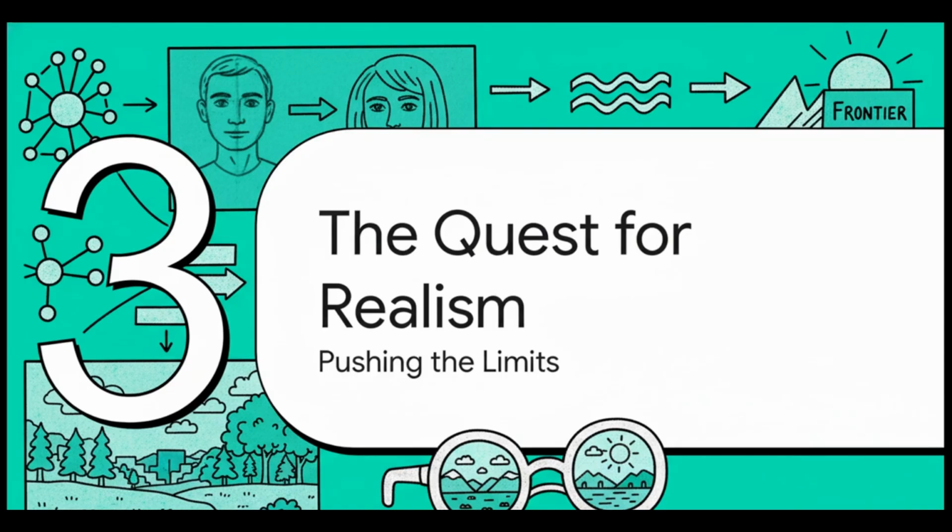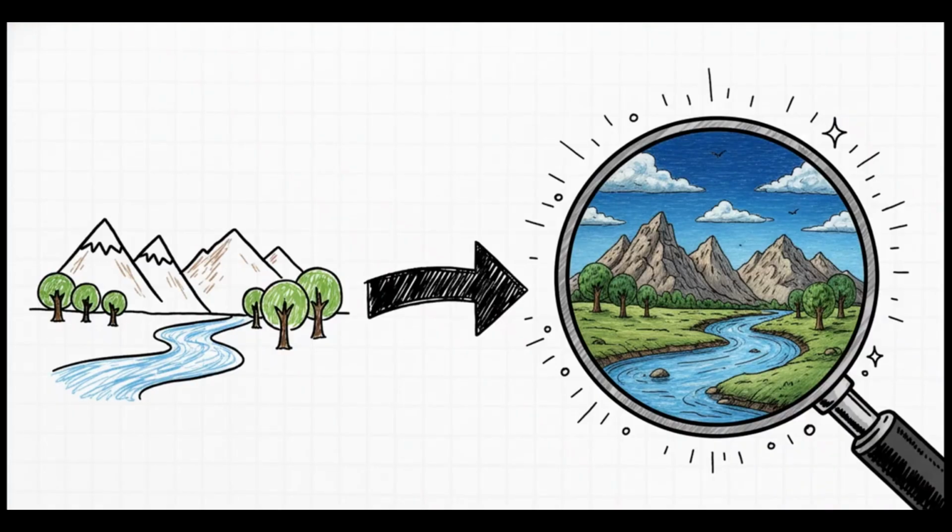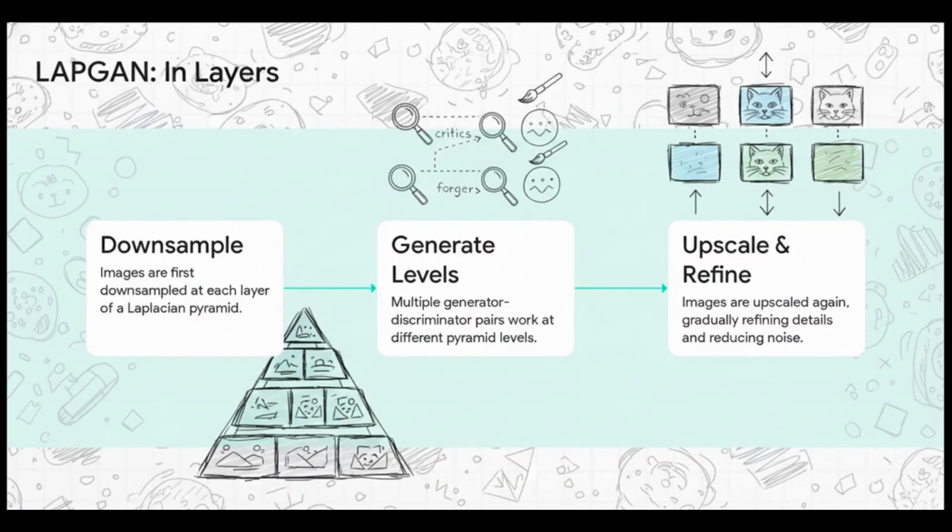So, with control and quality getting better and better, the goalposts moved. The next frontier was a huge one, pushing the absolute limits to achieve true, undeniable photorealism. Yeah, we weren't just talking about making a good fake anymore. The new mission was to create images so crisp, so detailed, that you literally could not tell them apart from a high-resolution photograph. The bar was set incredibly high. So how do you possibly do that?